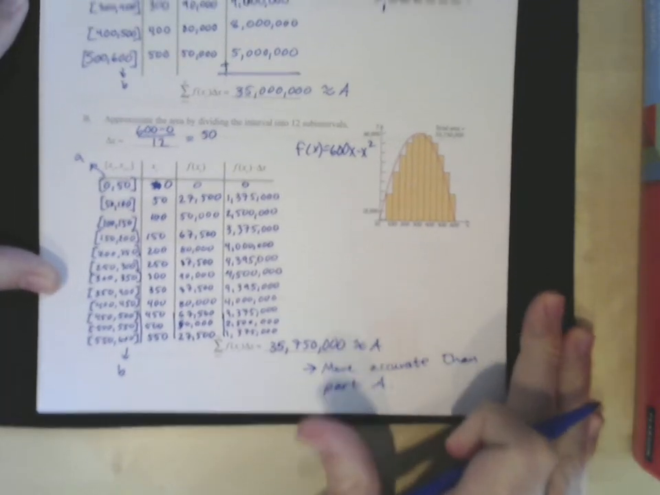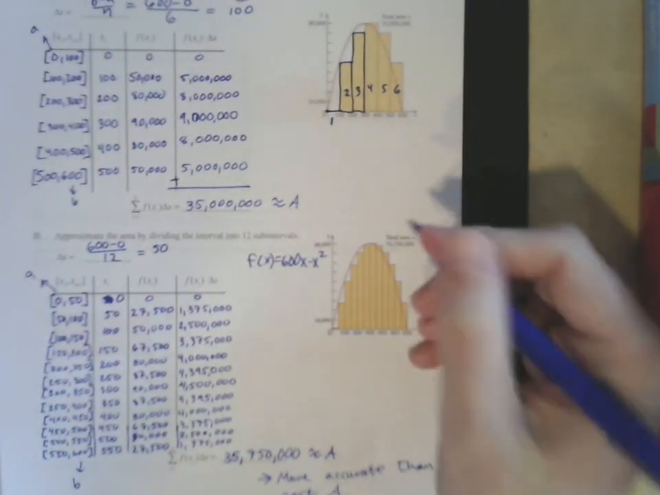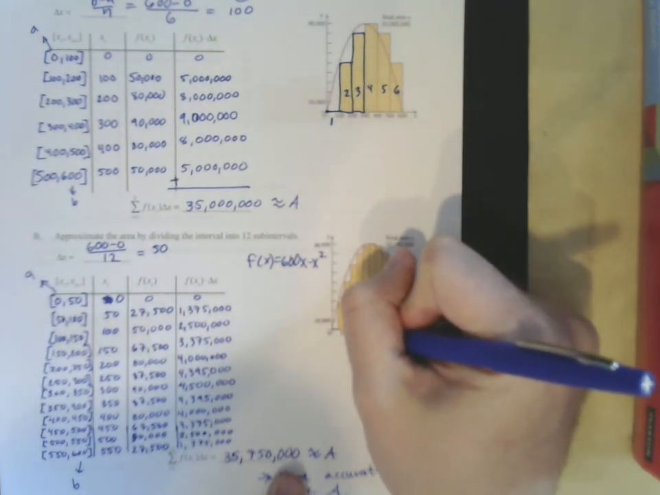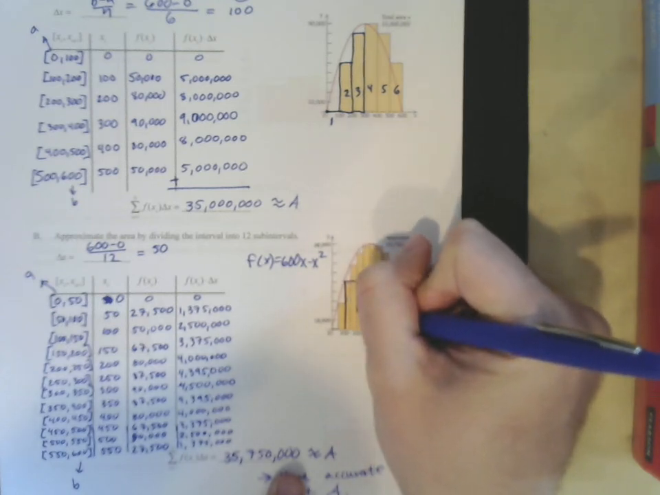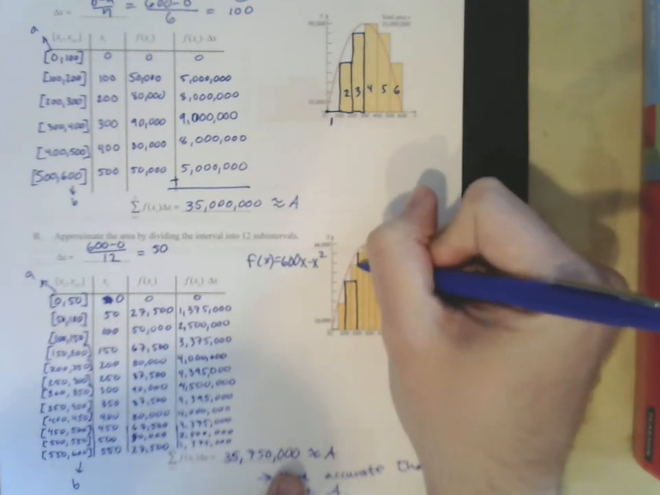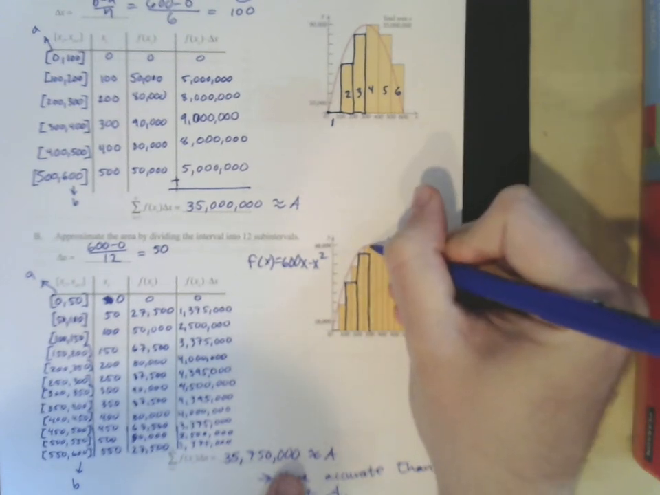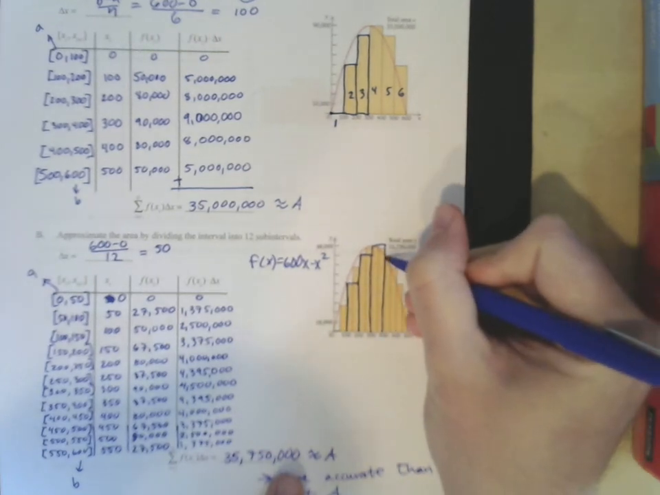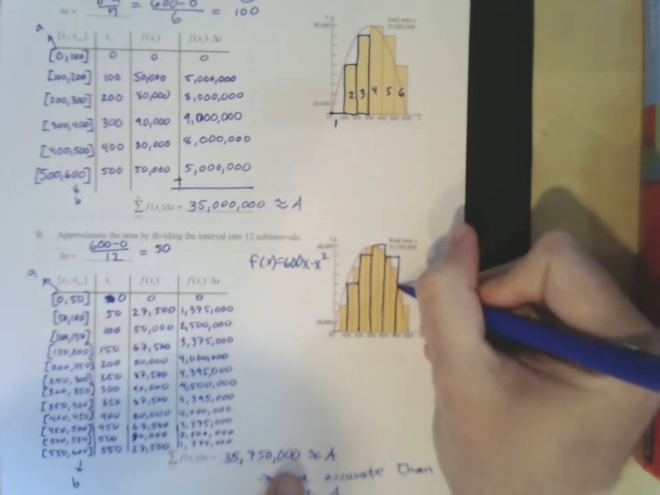It's more work, for sure. 12 intervals versus 6 intervals. But it's also more accurate, because we can just look at the rectangles from part A versus the rectangles in part B. So the first rectangle from A starts here, counts this, then this, then this, all the way down, then this, and then this.